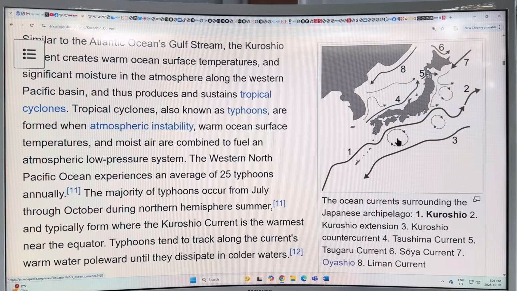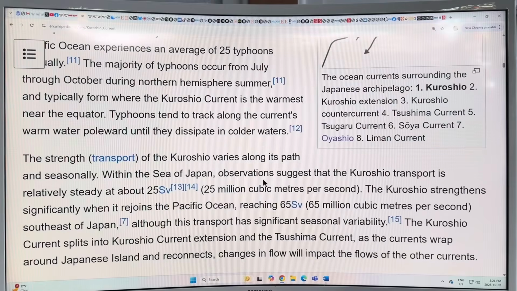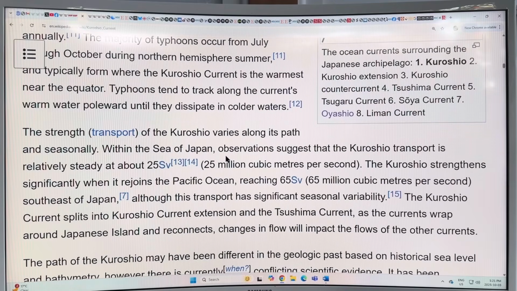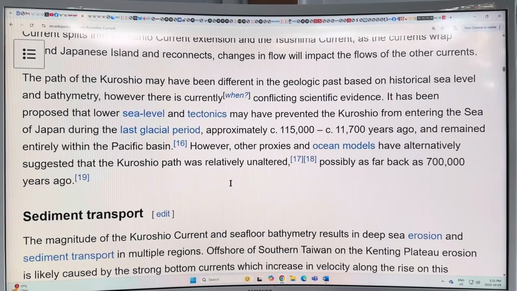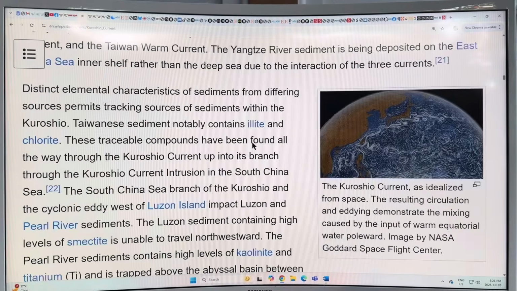So the Kuroshio is the main one, right? Brings up heat from equatorial regions to higher latitudes. It's sort of the Pacific equivalent to the Gulf Stream, if you like. So they talk about the strength, how it varies, relatively steady, 25 sverdrup, right? A sverdrup is 1 million cubic meters per second. The Amazon River is about 0.2 sverdrup. If you add the flow rates of all the rivers of the planet together, you get about 1 sverdrup. Okay, so the ocean currents are massive, and they talk about sediment transported.